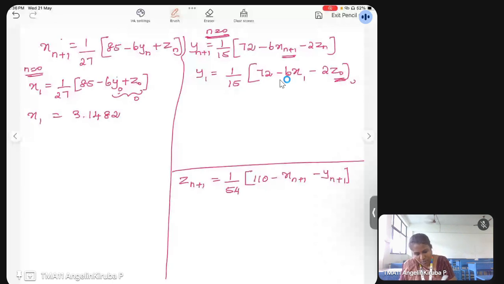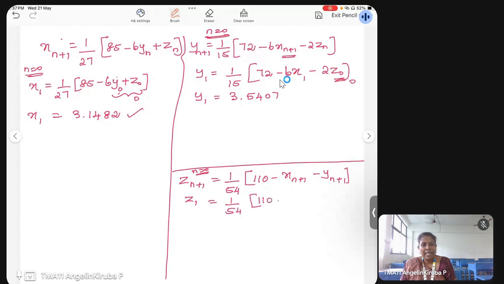Okay, next come to the next one, z. Again put n is equal to 0 here also. So z1 is equal to 1 by 54 into 110 minus x1 minus y1. Here we know the value of x1 and y1. In the first iteration we got the x1 value, and in the previous step we got the y1 value. So now we are going to substitute this x1 and y1 value to find the value of z1. So we will get z1 is equal to 1.9182. This is the value of z1.